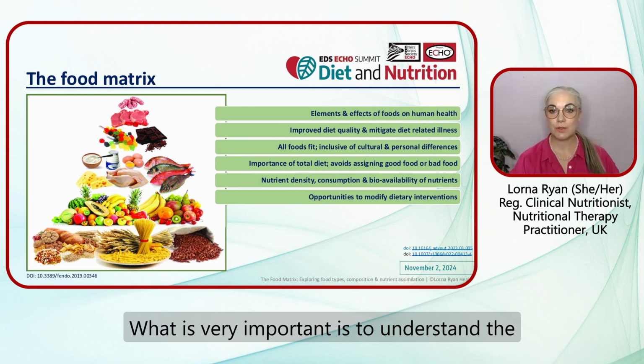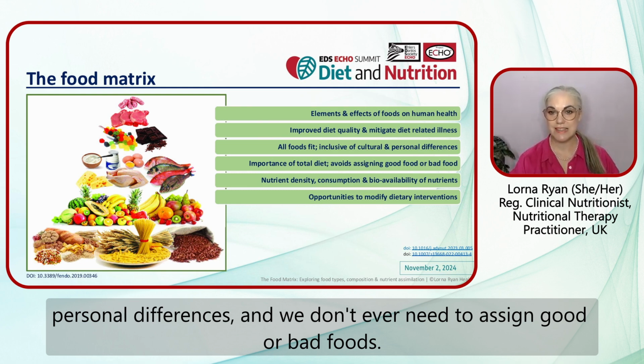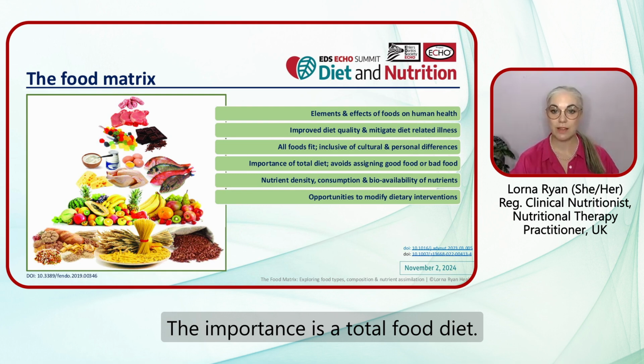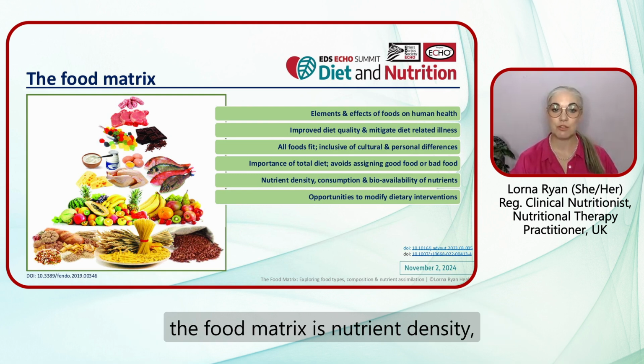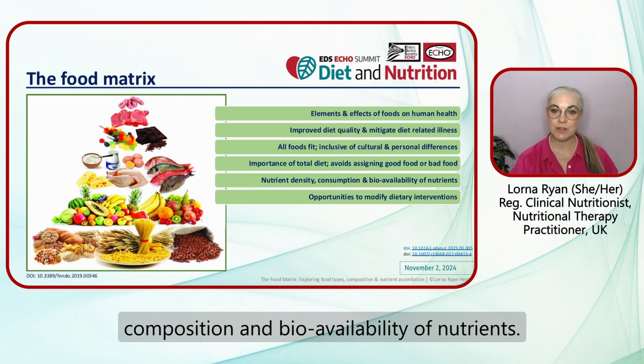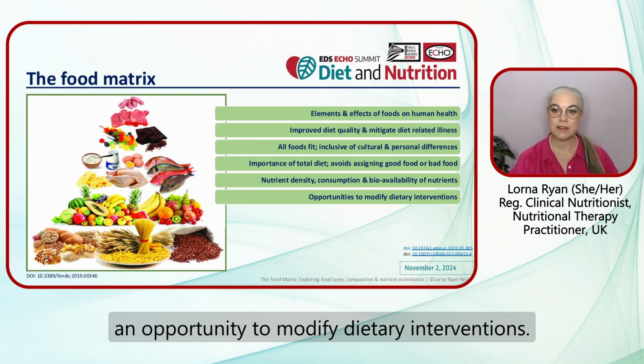And what's very important is to understand the food matrix can be absolutely inclusive of all cultures, personal differences, and we don't ever need to assign good or bad foods. The importance is a total diet. What we're wanting to understand through the food matrix is nutrient density, composition and bioavailability of nutrients, and actually how we can have an opportunity to modify dietary interventions.